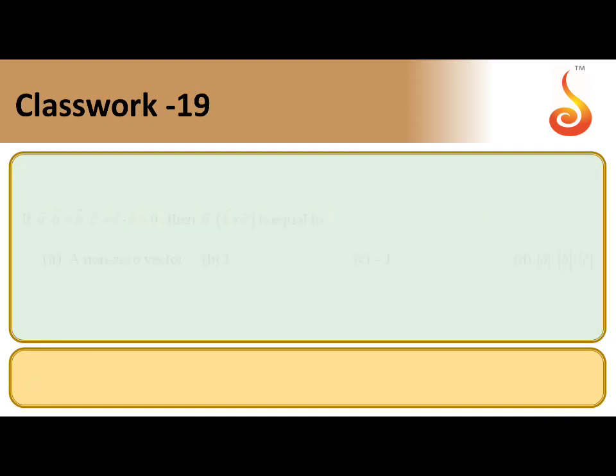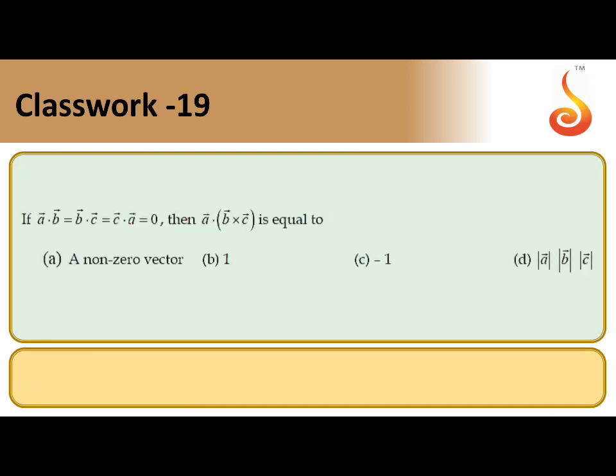Check the answer. Option A is right. So next, A dot B equal to B dot C equal to C dot A equal to 0. Then what is A dot B cross C? So A dot B equal to 0 means A is perpendicular to B. And B dot C means B is perpendicular to C. And C is perpendicular to A, they are given.